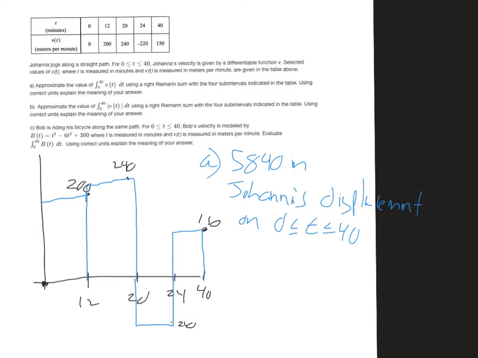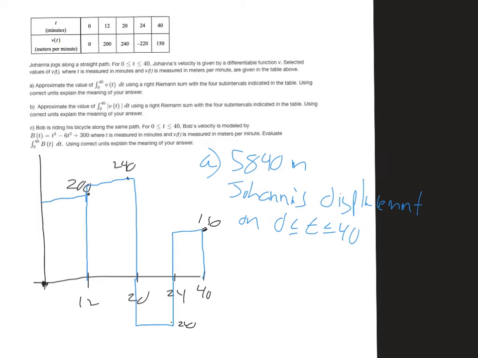Now before we jump to part B, we know that it's displacement because we know that the definite integral of velocity represents displacement. If we did have an equation, we would take that velocity equation, we'd take the antiderivative, which would give us the position equation, and then we would plug in 40, we would plug in 0, and we would subtract those things to get our displacement.